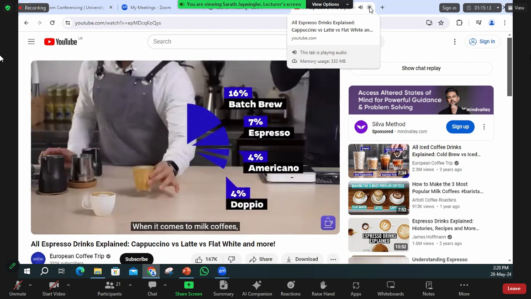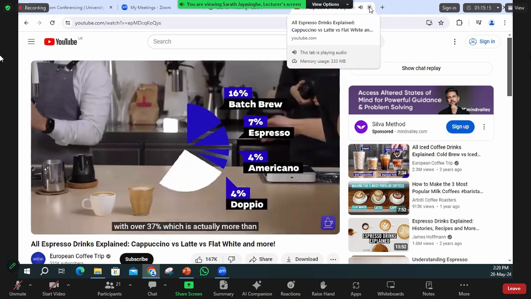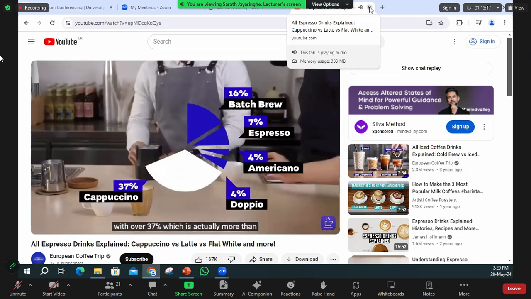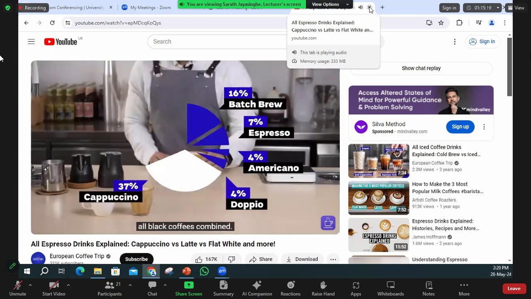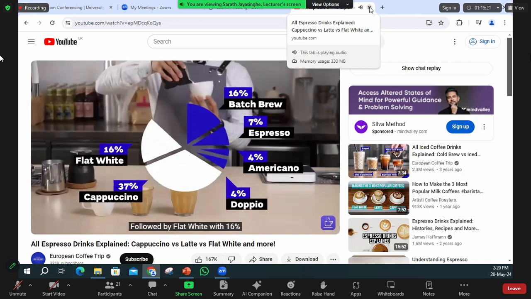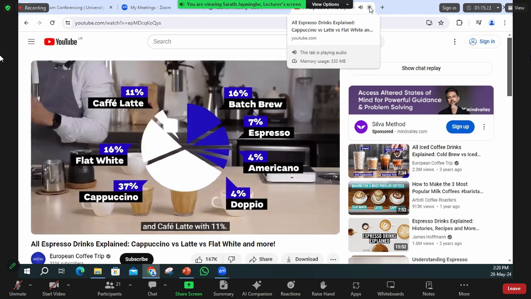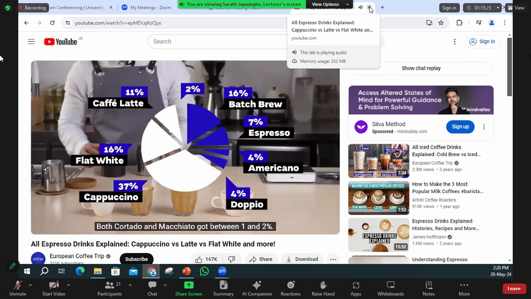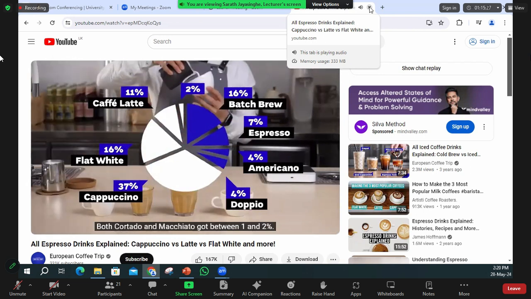When it comes to milk coffees, the clear winner is cappuccino with over 37%, which is actually more than all black coffees combined, followed by flat white with 16% and cafe latte with 11%. Both cortado and macchiato got between 1 and 2%.